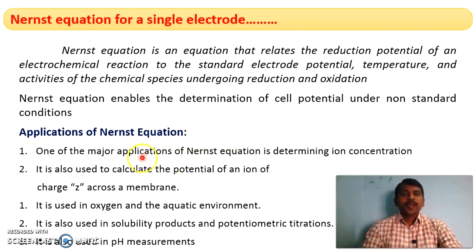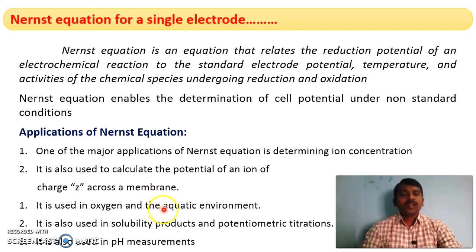The major application of the Nernst equation is finding out the ion concentration. A particular ion concentration can be determined with the Nernst equation. Another application is finding out the electrode potential of an ion of a specific charge across a membrane. That can also be done with the Nernst equation.